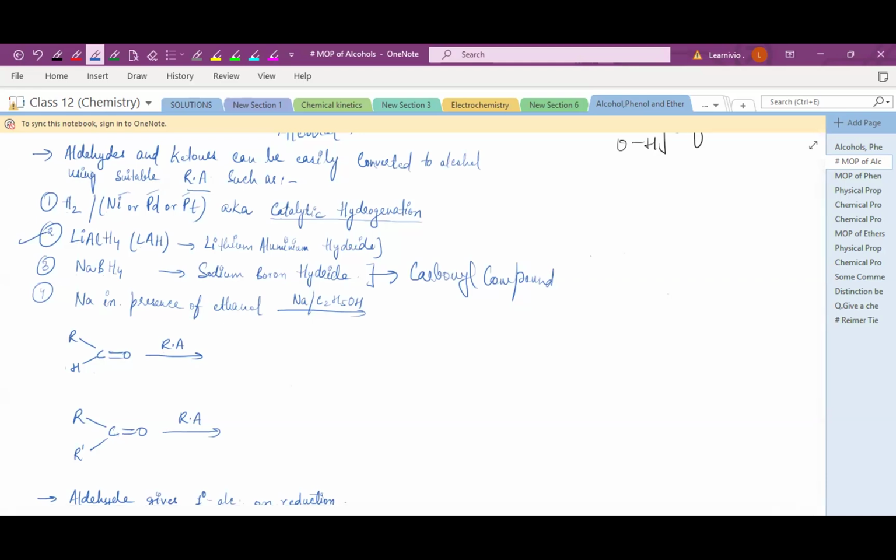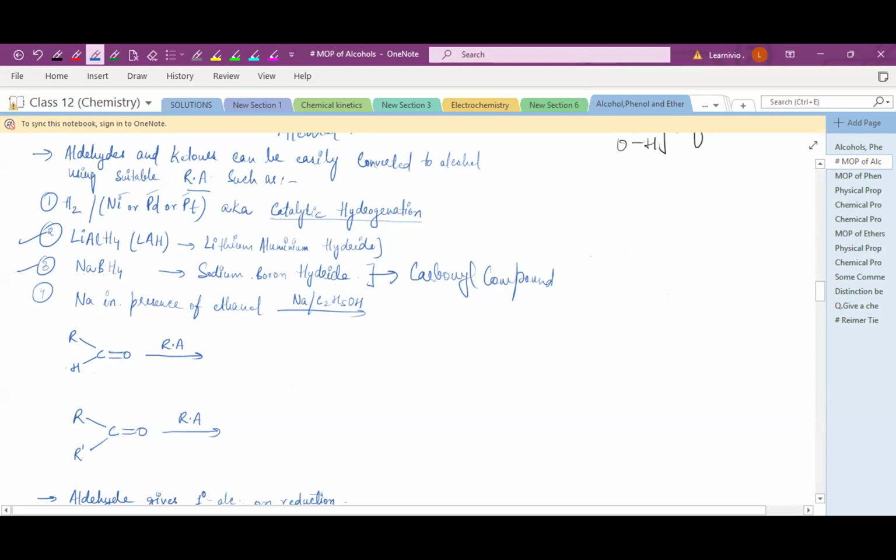It can reduce any group, whether it's an ester, aldehyde, or ketone, any group it reduces. So that is your lithium aluminium hydride, the strongest reducing agent. Now come to the third one, sodium borohydride, NaBH4.